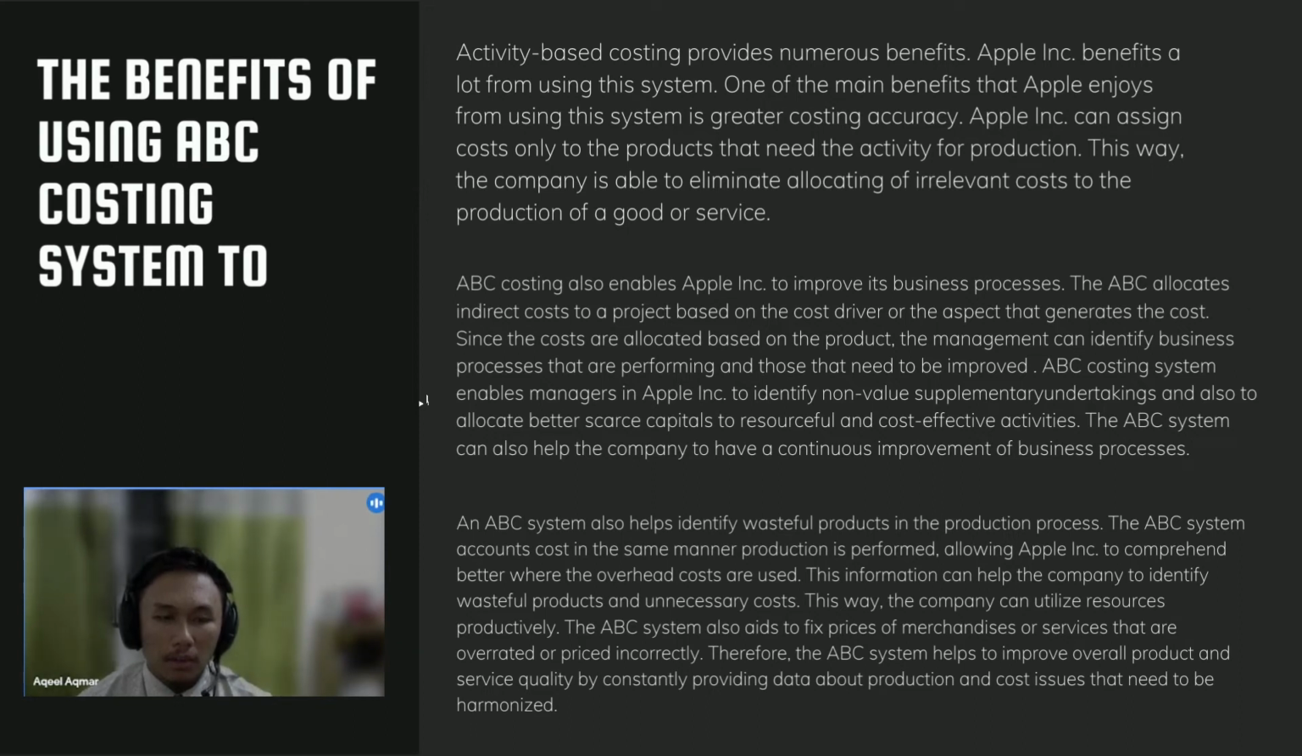An ABC system also helps identify wasteful products in the production process. The ABC system accounts for cost in the same manner production is performed, allowing Apple Inc. to comprehend better where the overhead costs are used. This information can help the company to identify wasteful products and unnecessary costs. This way, the company can utilize resources productively.